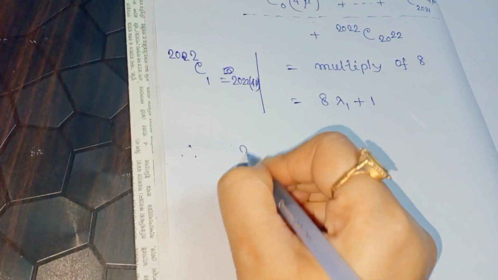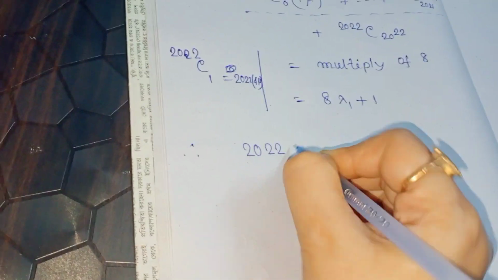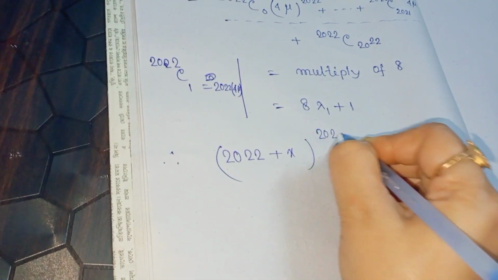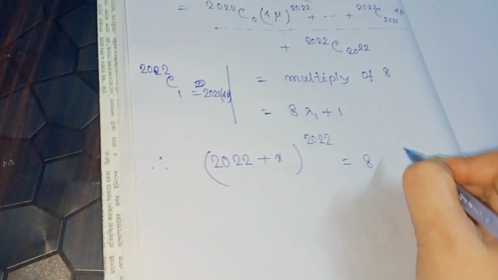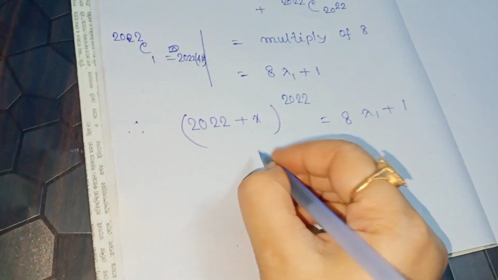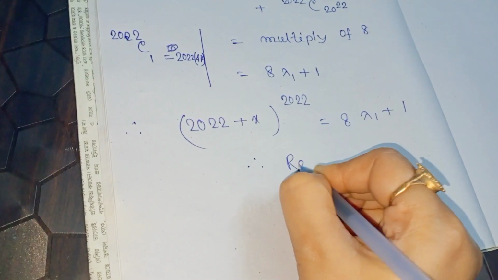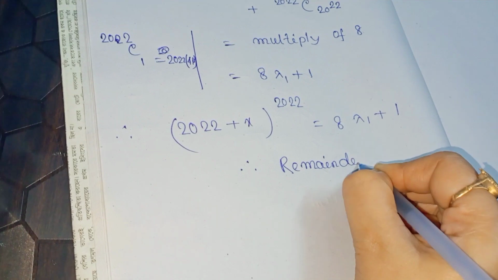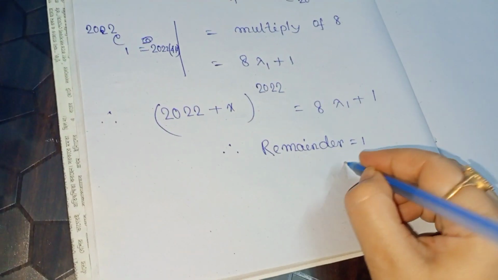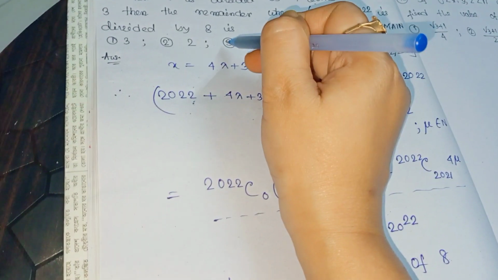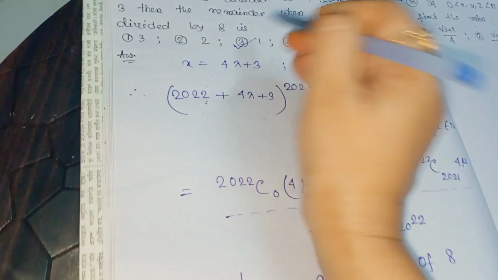Therefore (2022 plus x) whole to the power 2022 is equal to 8 lambda 1 plus 1. Therefore the remainder is equal to what? The remainder is equal to 1. So we reached our required solution, and option 3 is our correct choice.